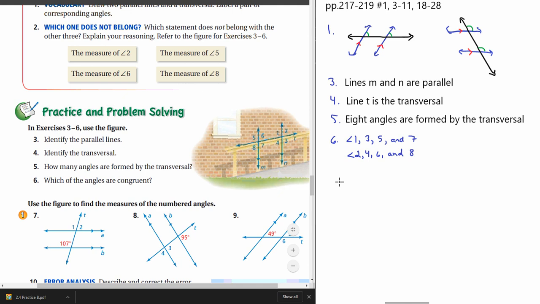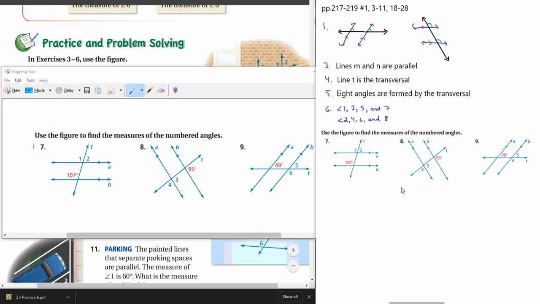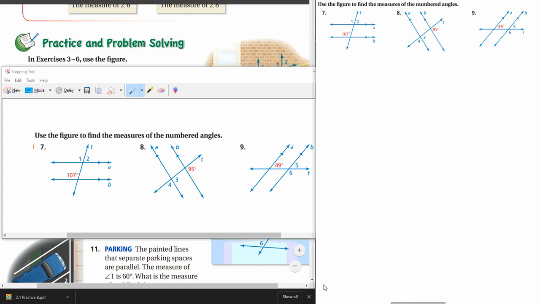Okay. All right, let's go on to number 7. Number 7 says use the figure to find the measures of the numbered angles. So I'm just going to copy this over here real quick. There we go. And then I'm going to scroll up a little bit here. All right, so number 7, use the figure to find the measure of the numbered angles.